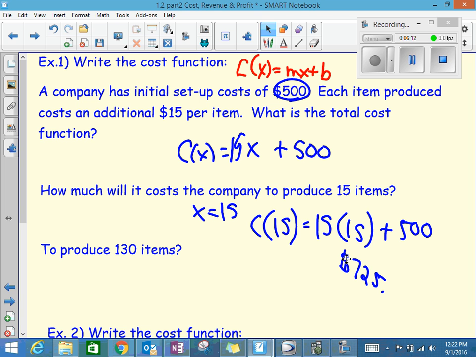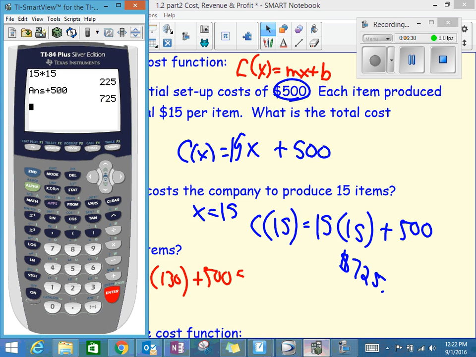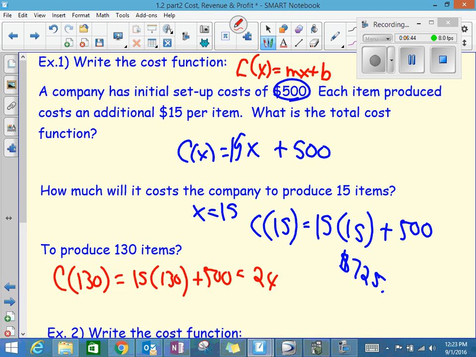Okay. How much will it cost the company to produce 130 items? We're going to substitute 130 in for x, right? So then we want C of 130. So again, the 500 doesn't change because that was our startup cost. The marginal cost is what really changes with every x. Questions about that?